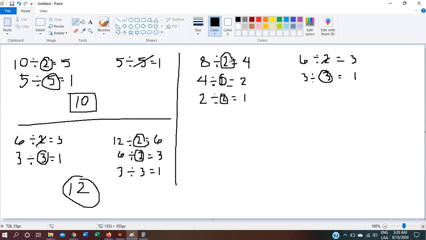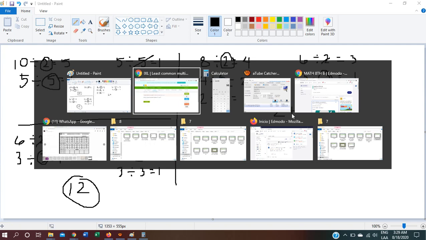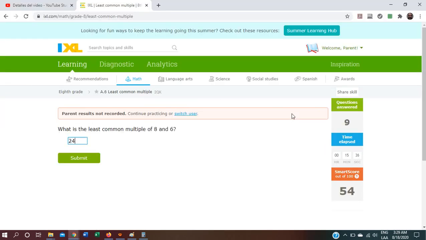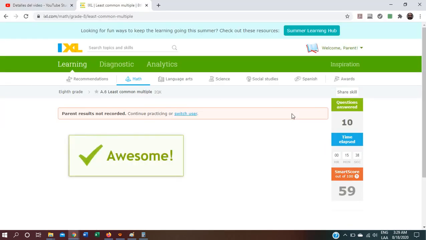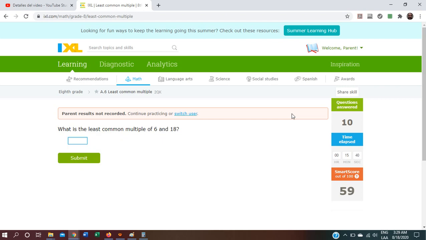So we multiply all the circled numbers. 2 times 2, 4. 4 times 2, 8. 8 times 3, 24. So the least common multiple of 6 and 8 is 24. Okay, so 24. Awesome. 6 and 8. Okay, so I'm sorry, 6 and 18. Well, if we do that, we're going to find out that it is 18.